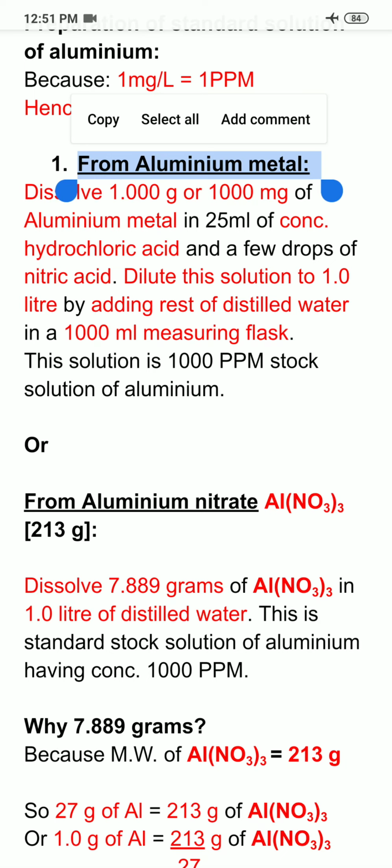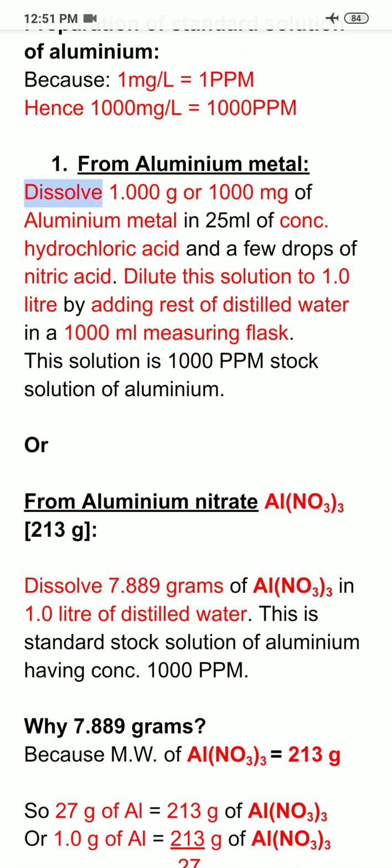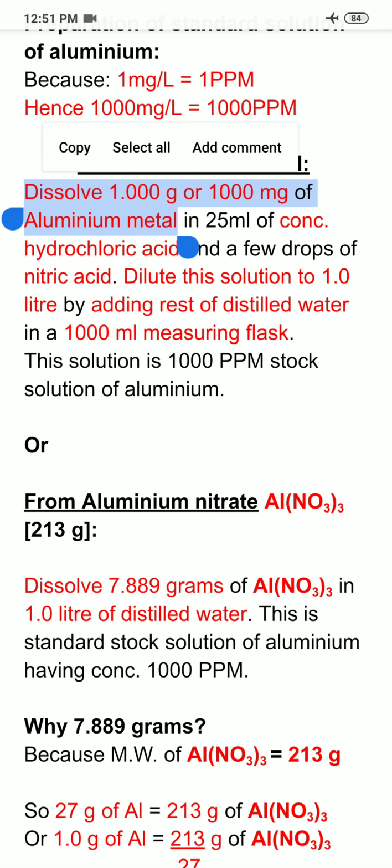So for this we require 1 gram or 1000 milligram, because I told you if I dissolve 1 milligram of something in 1 liter, then it would be equal to 1 ppm. So if I dissolve 1000 milligrams in 1 liter, then that would be equal to 1000 ppm. So if I take 1 gram or 1000 milligrams of aluminium metal and prepare its solution in 1 liter, then it will have a concentration equal to 1000 ppm. But how can we prepare that?